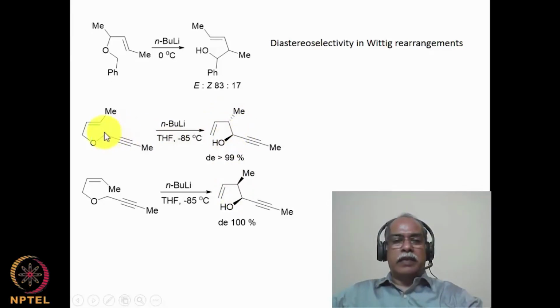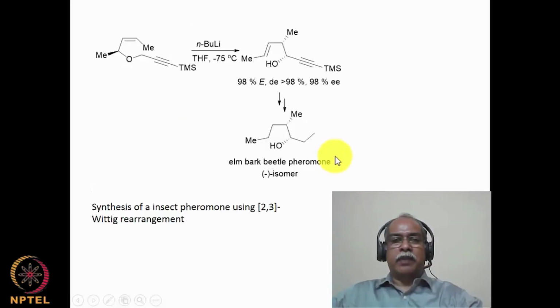And this involves essentially a tight 5-membered 6-electron transition state, which leads to the high diastereoselectivity in this kind of reaction. Now the 2,3 Wittig rearrangement has been put to use in the synthesis of an insect pheromone. Insect pheromones are chemical substances that are secreted by insects for communication purposes among the same species.